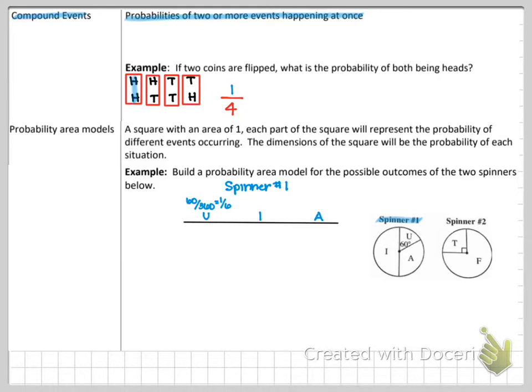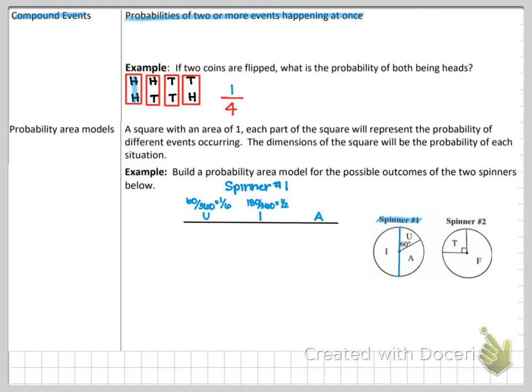Okay, I comes from that straight line segment, so I is going to be half of a circle, which is 180 over 360, which gives me a half. And then going down to A, which is the last one, we have this straight line segment here where U and A make that straight line, and we know this straight line is 180 degrees. All right, so a little bit of subtraction.